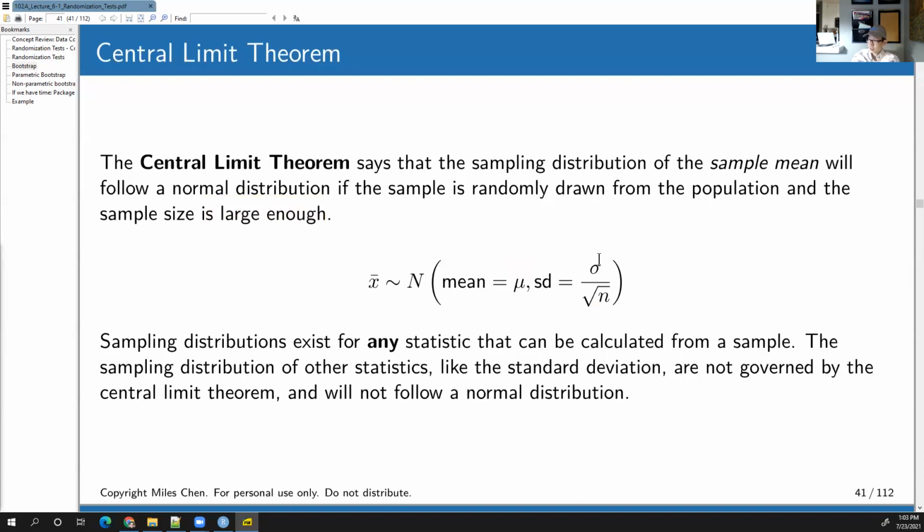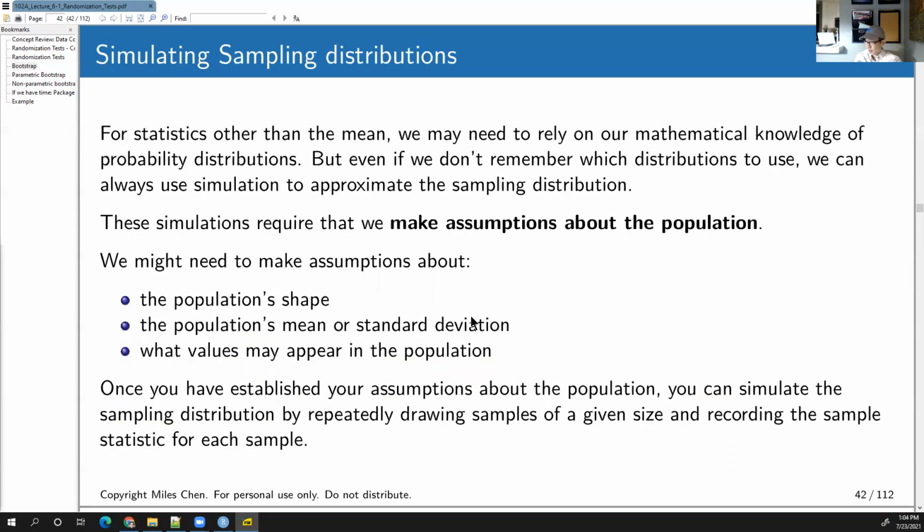Now, sampling distributions exist for other statistics, not necessarily the sample mean. The sampling distribution of other statistics like the standard deviation or something else will not be governed by the central limit theorem, okay? And they're not going to follow the normal distribution. So the sampling distribution of the standard deviation is only going to be positive. It's not going to look normal.